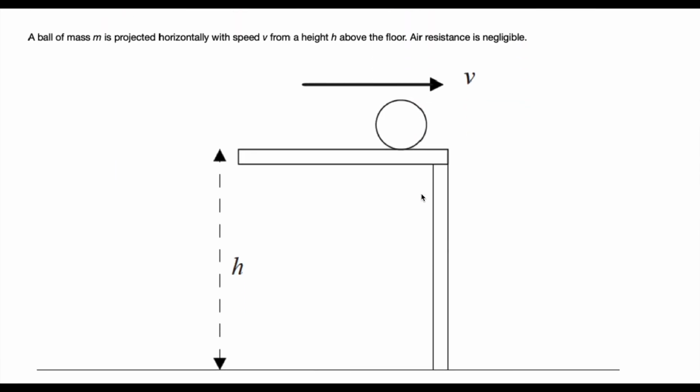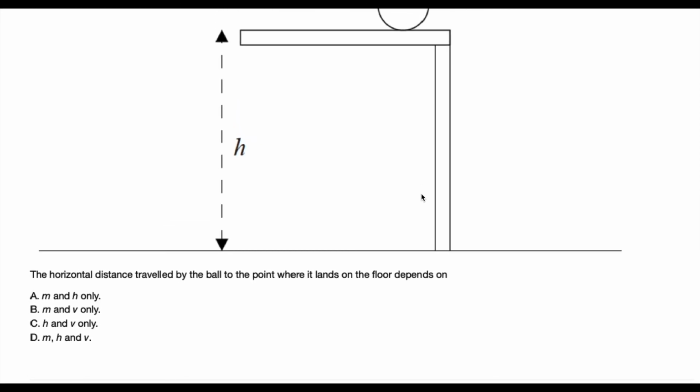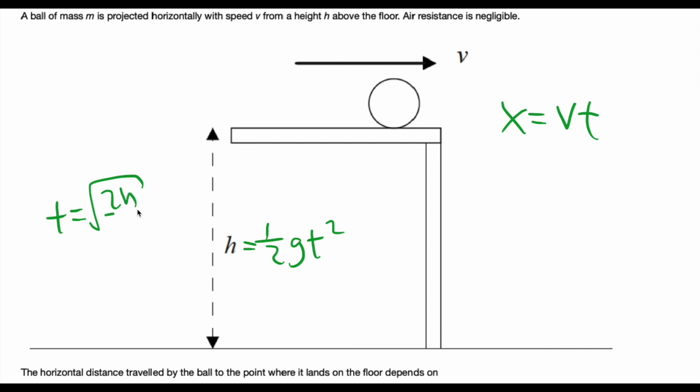A ball of mass m is projected horizontally with speed v from a height h above the floor. Air resistance is negligible. The horizontal distance traveled by the ball to the point where it lands depends on what? So we know that horizontal displacement is equal to its initial horizontal velocity v times the time t, right? And mass does not affect the motion, and you can calculate time from vertical displacement. So h is going to be equal to a half times g times t squared. So t is equal to the square root of 2h over g.